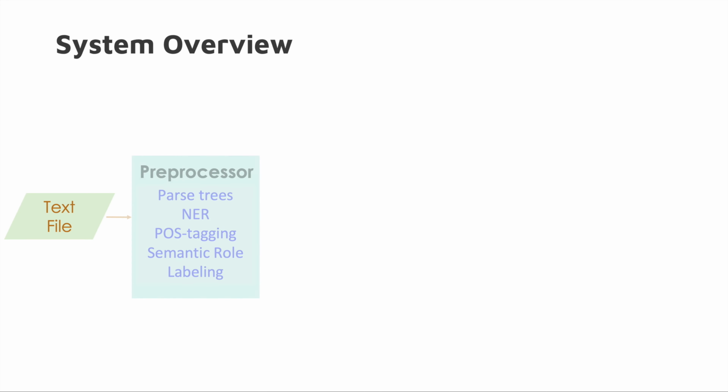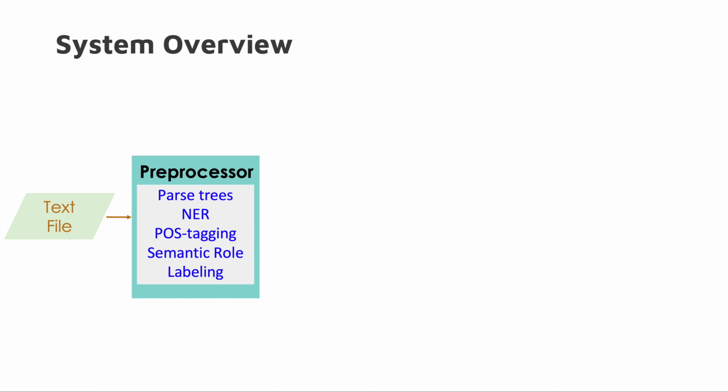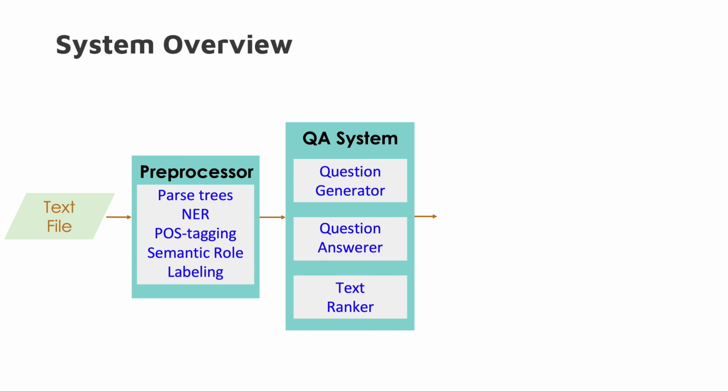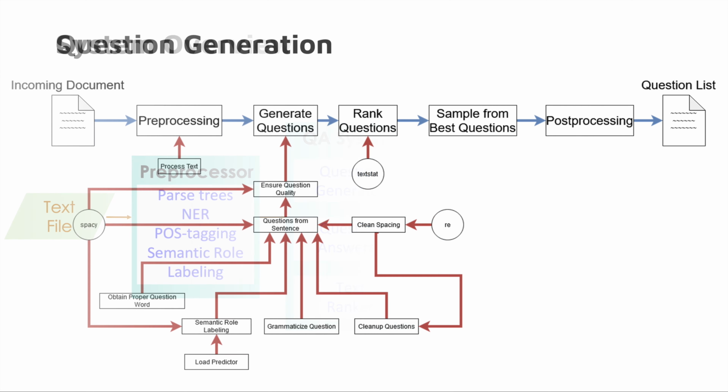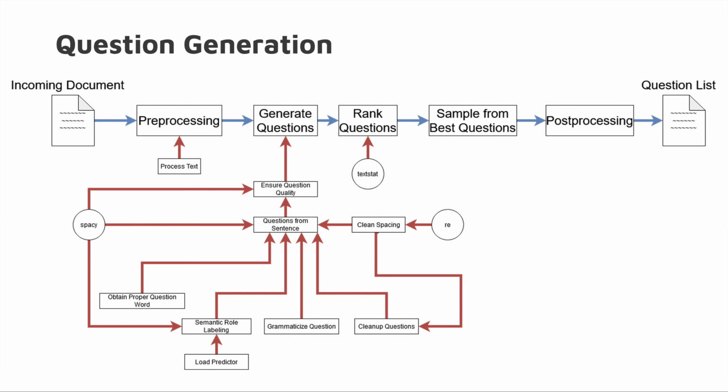The text file is passed through the preprocessor, which cleans the text and conducts tasks like POS tagging, semantic role labeling, and named entity recognition. Depending on the case, the preprocessed text is fed to the question generator or the question answerer, which work along with the text ranker to produce the necessary output, which is passed through the post processor before being displayed on the screen. This flowchart represents the question generation component.